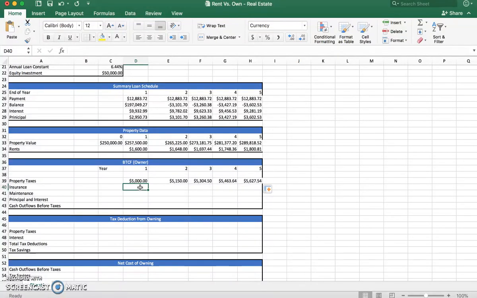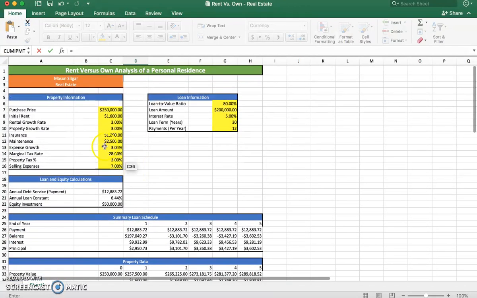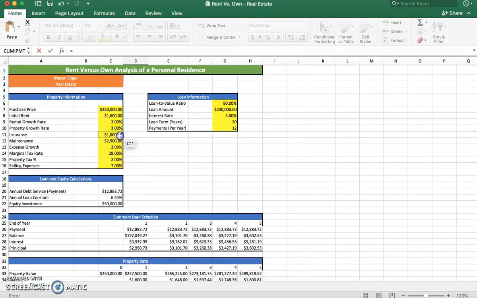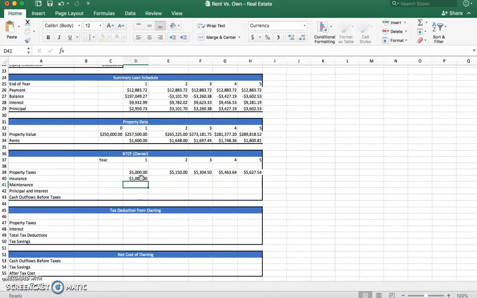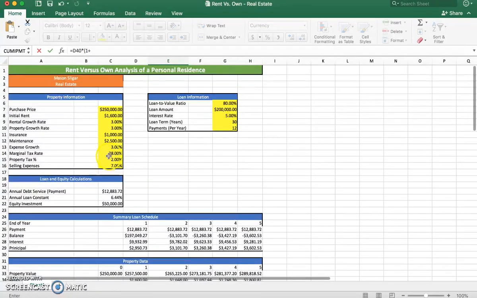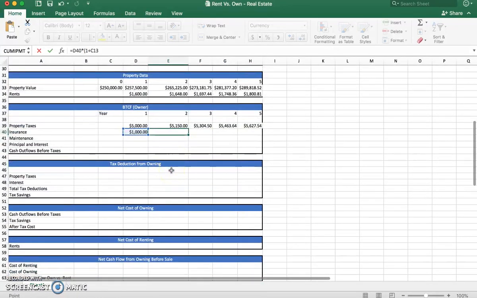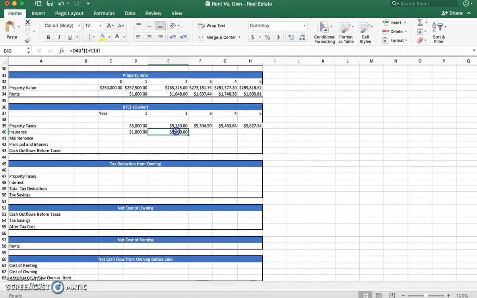All right, so I'll show you what I'm talking about here. We'll pull from up top. Our insurance was $1,000, okay? So for the very first year, it's just going to be $1,000. However, here, we're going to have to use that $1,000 and then multiply it by 1 plus the expense growth rate, which is 3%. Okay, so we're going to close that one up, go back in and lock it up as always. Okay, and then that number should fluctuate through year 5, going up every year.